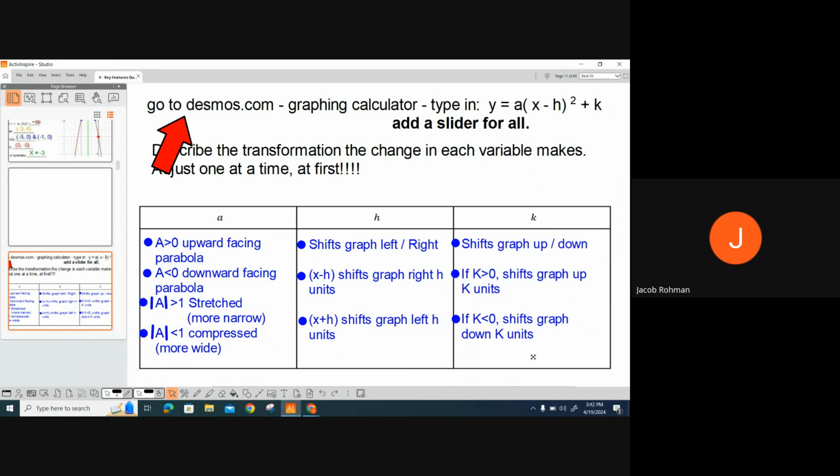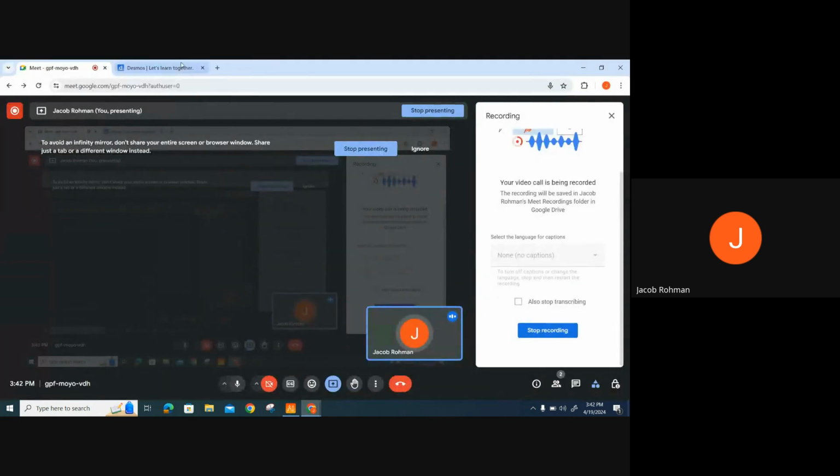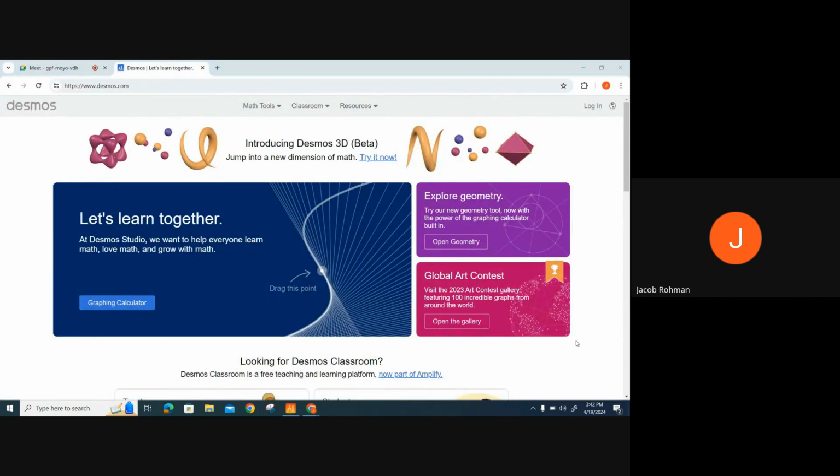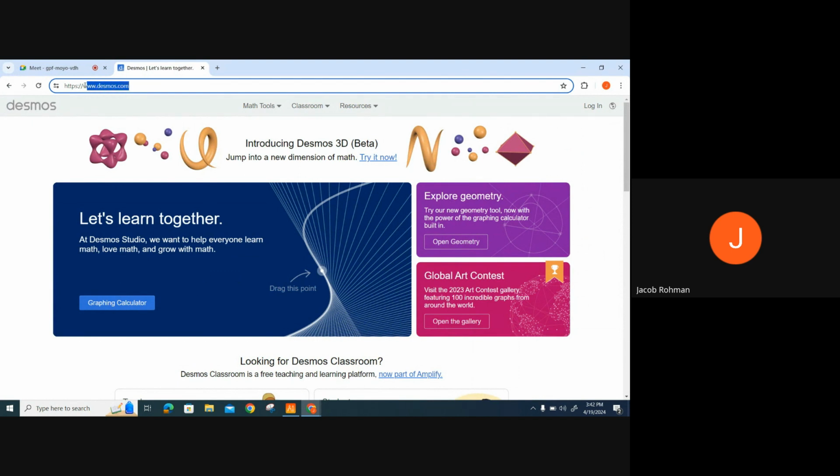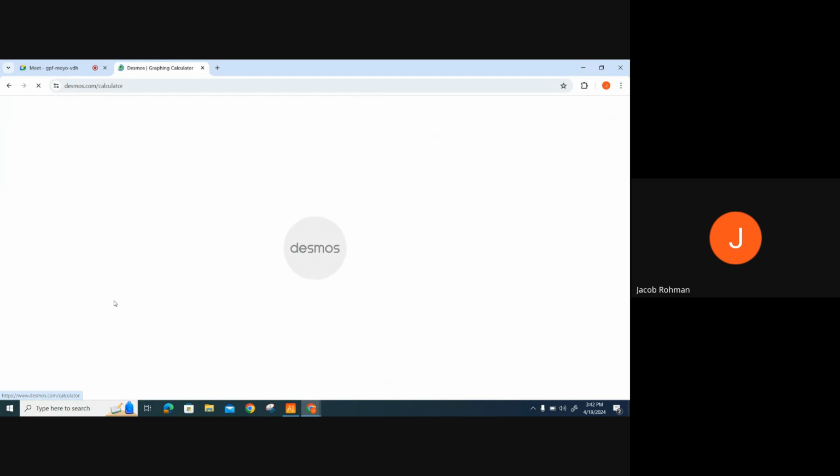And so we're going to be going to www.desmos.com, which is a graphing calculator. So we're going to go ahead and go to that website. And when you get there, you're going to click graphing calculator here at the bottom left.